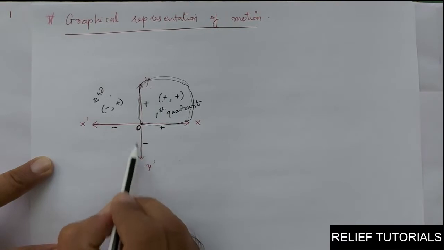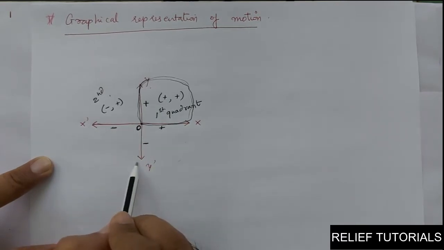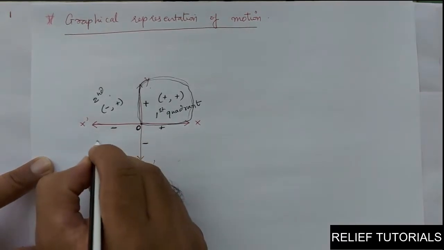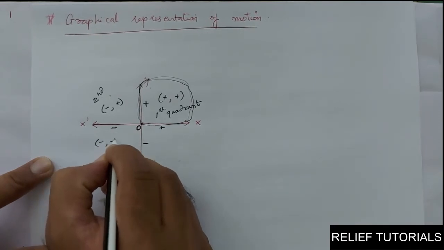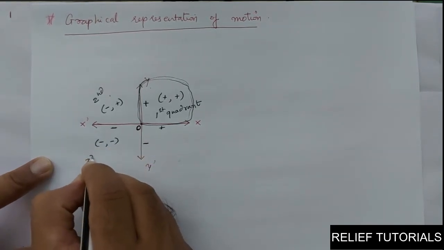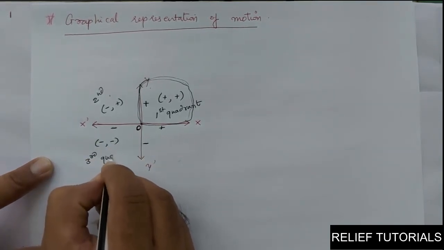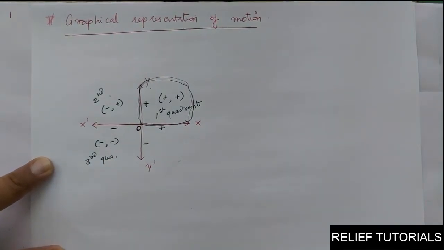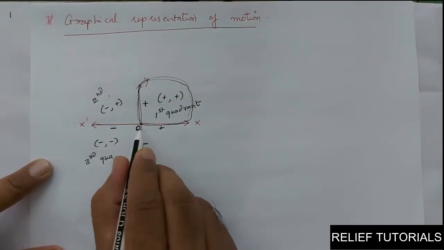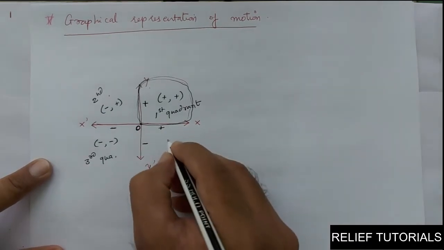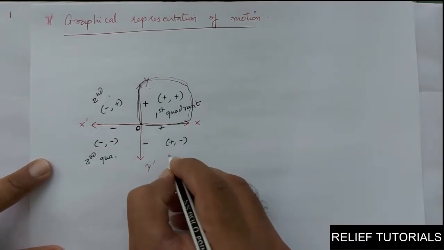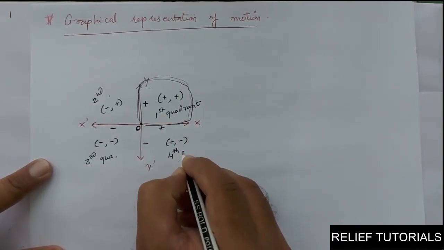Look at this region having x coordinate negative, y coordinate negative. So both the coordinates are negative, negative. And this is the third quadrant. Here x is positive and y is negative. So here is positive, negative side. So this is the fourth quadrant.